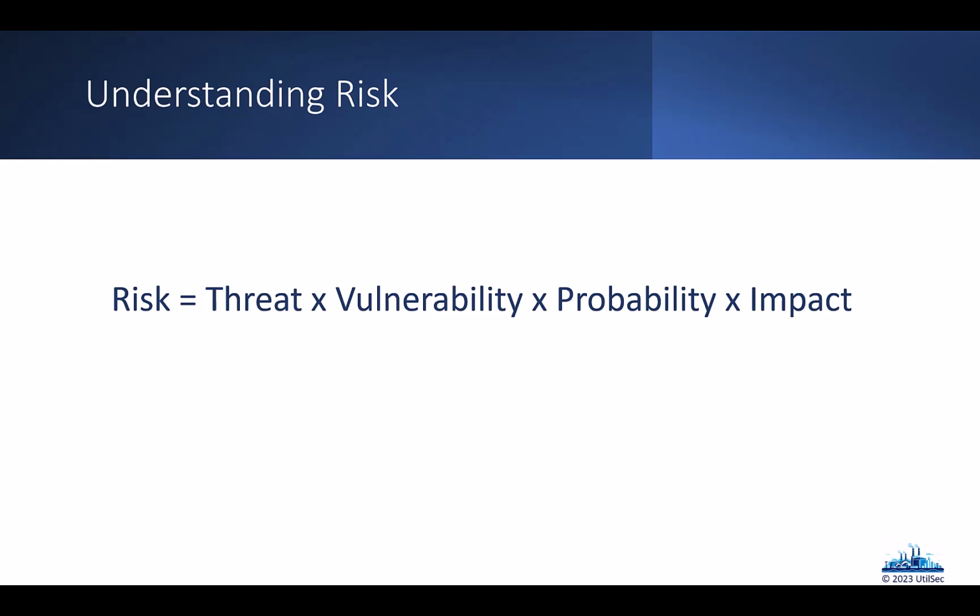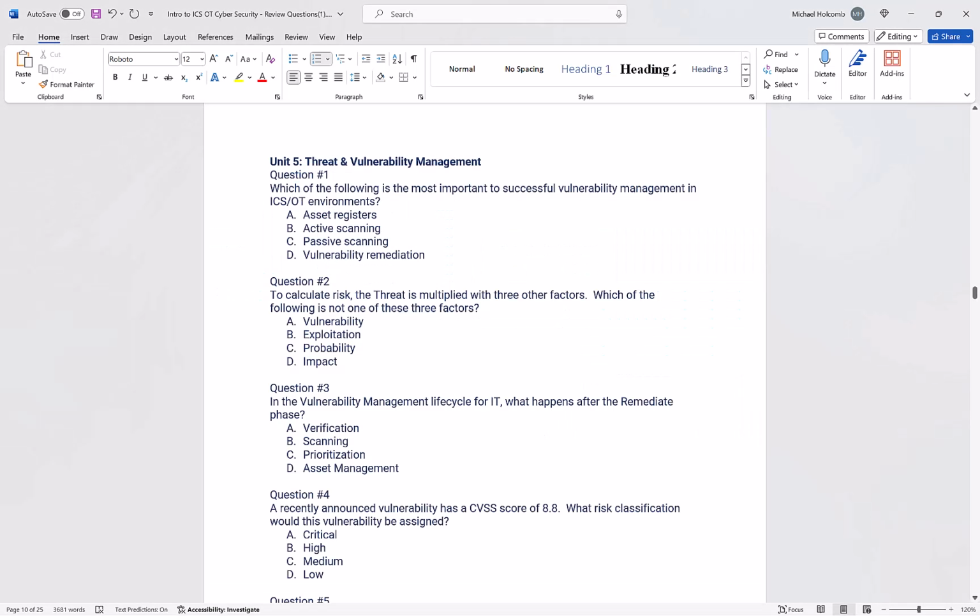Or maybe it doesn't move into the OT environment, but it takes out all the IT systems, which still has an impact on the OT network operations. Right? That's when we talk about calculating overall risk. So out of all of those, I did do the right thing and included a fake answer. So exploitation would not be part of that equation. So B. So question number 3, in the vulnerability management lifecycle for IT, what happens after the remediate phase?